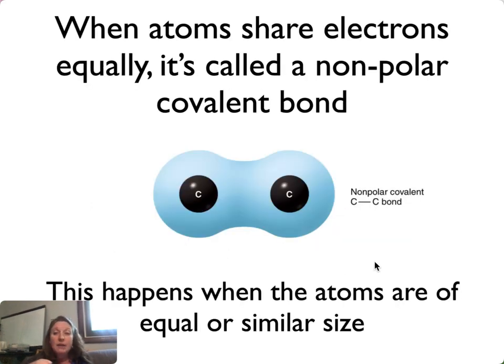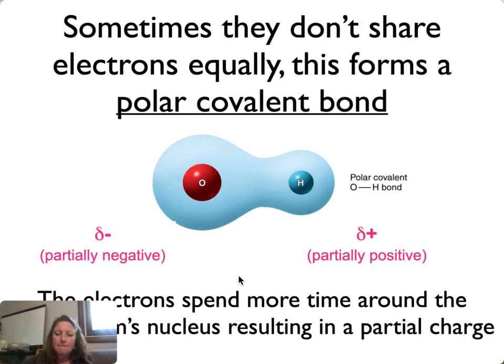Now, when atoms share electrons in their valence shells equally, we call this a nonpolar covalent bond. This happens when both atoms are roughly the same size. However, sometimes two atoms bond together and form a covalent bond, but they don't share the electrons equally. This happens when the two atoms are of different sizes. So here we have oxygen, which is a much bigger atom and has more protons, more positive charges, bonded with hydrogen, which only has one little teeny tiny positive charge.